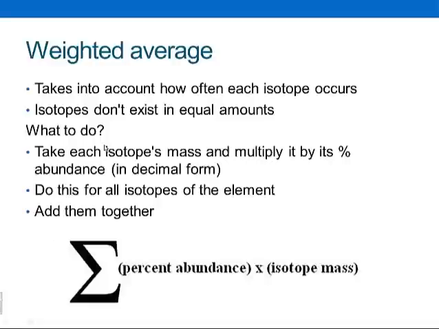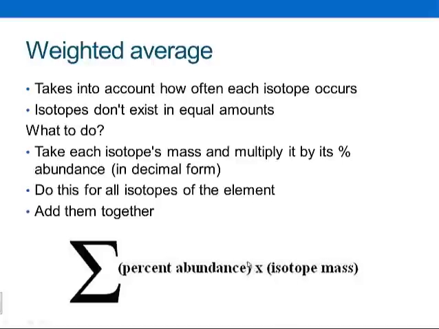We're going to actually set out to calculate the weighted average. How do we do that? And what does it take into account? It takes into account how often each isotope occurs, or what percentage is isotope A or B. And it also takes into account that isotopes don't exist in equal amounts. So what do we do? Here's the formula down here. This is the formula you're going to use. This symbol, sigma, the sum of the percent abundance times the isotope mass of each one of the isotopes. If there are 5 isotopes, you will do this operation 5 times and then add them all up.